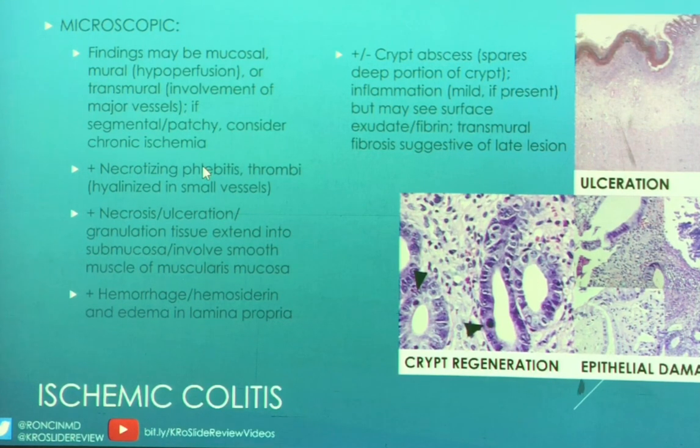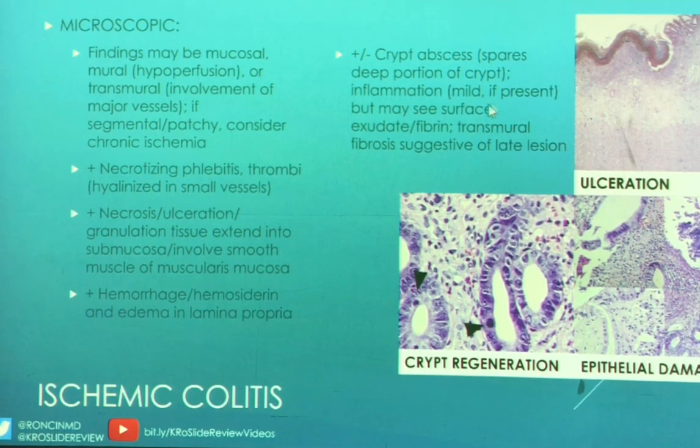So that's why knowing where all those boundaries are is really important. You will see hemorrhage or hemosiderin pigment deposits, as well as edema within the lamina propria. And you may or may not see crypt abscesses. So that's what I was hunting for at the end. If you do see crypt abscesses, it will spare the deep portion of the crypt, okay? So the abscess will be in the mid to superficial aspect of the crypt.